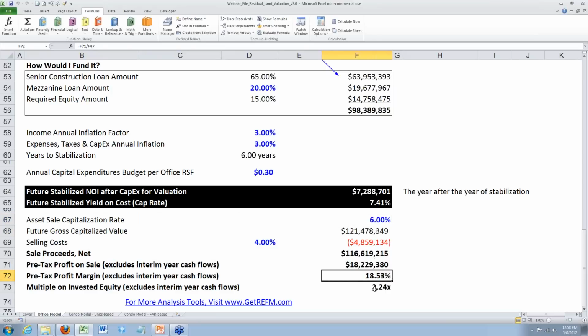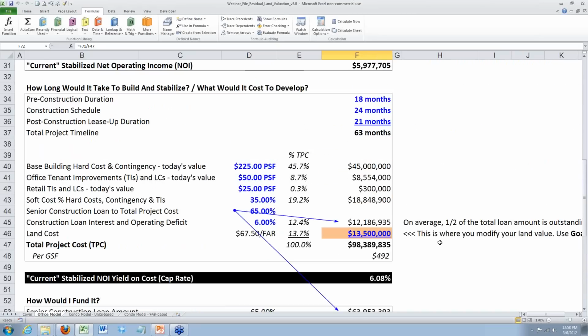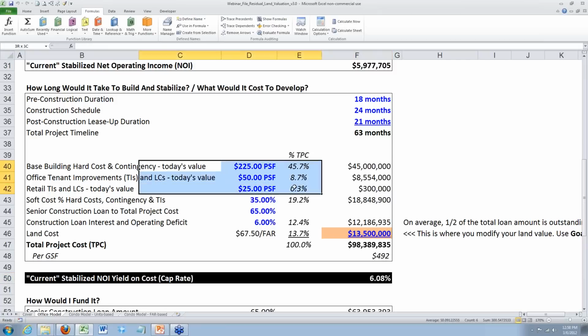And you can look at these values here, which don't include interim year cash flows, which we make a note of here. But now, really, the exercise is the following. We say, well, a 6 cap on today's income is not, in fact, sufficient. Our investors are going to require an 8 cap. So if I'm going on this notion that I have essentially zero control over all of these other costs, now I need to start to adjust the land price.